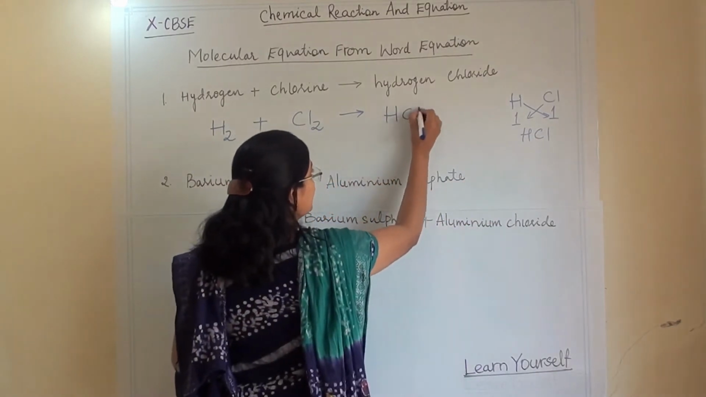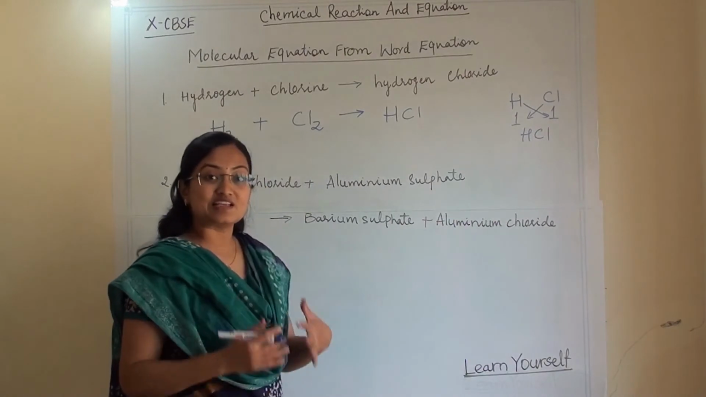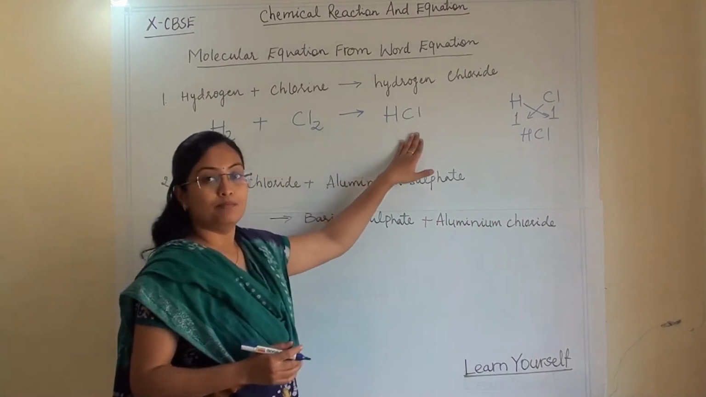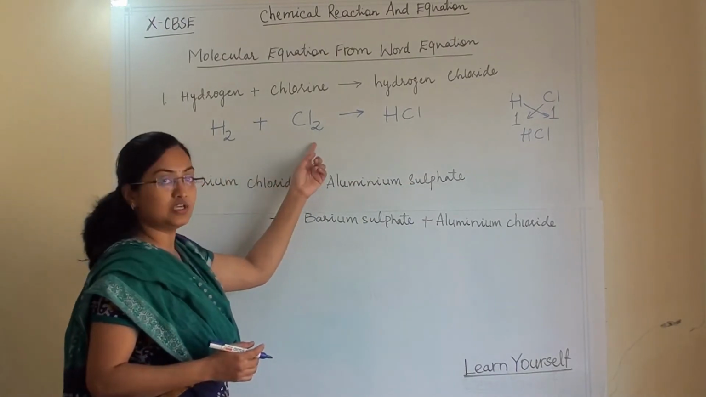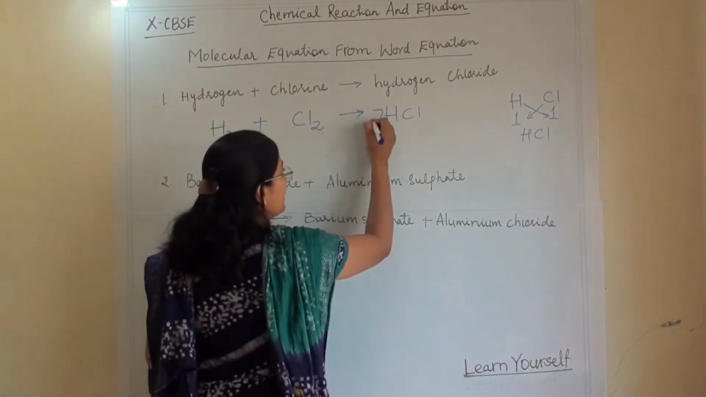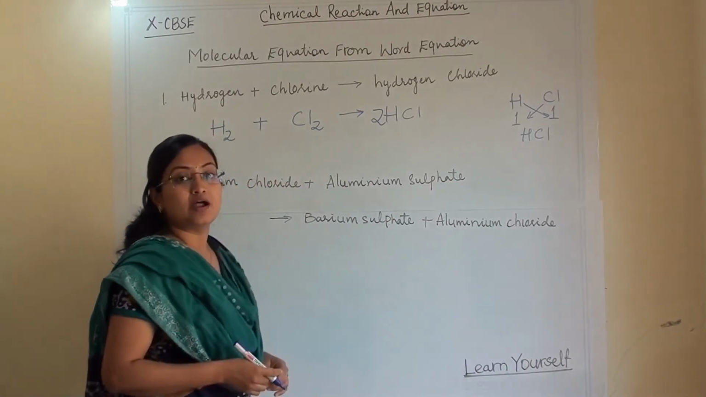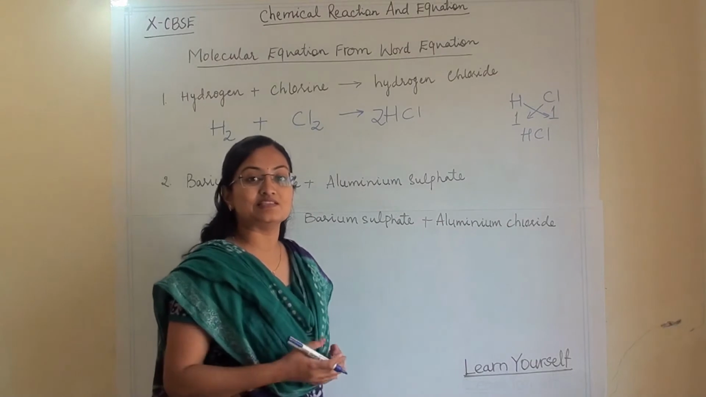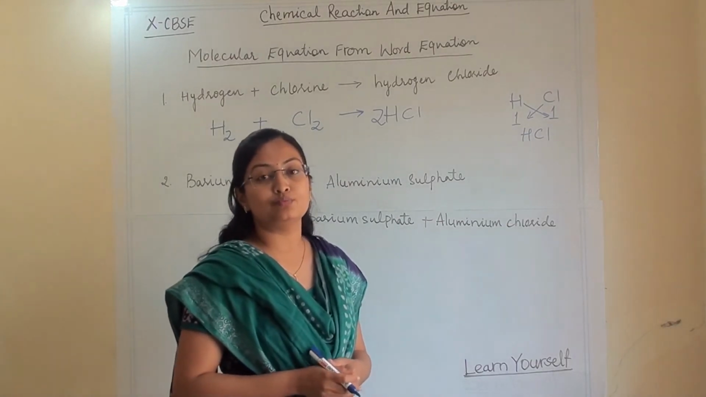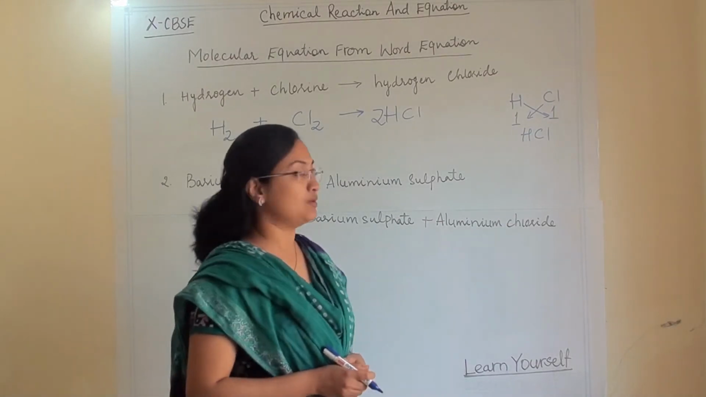Hydrogen chloride is HCl. Now the next step, we have to balance this equation. Both the things are 2 here, so we can add 2 at the front. To learn more on how to balance an equation, check my video based on balancing of equation.